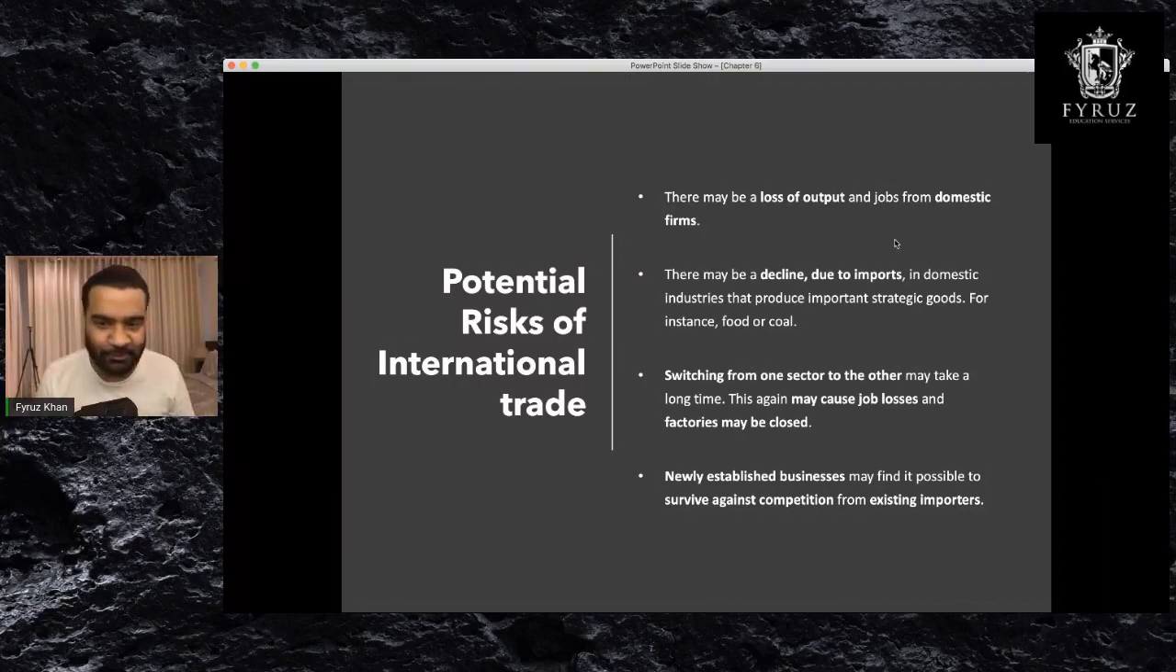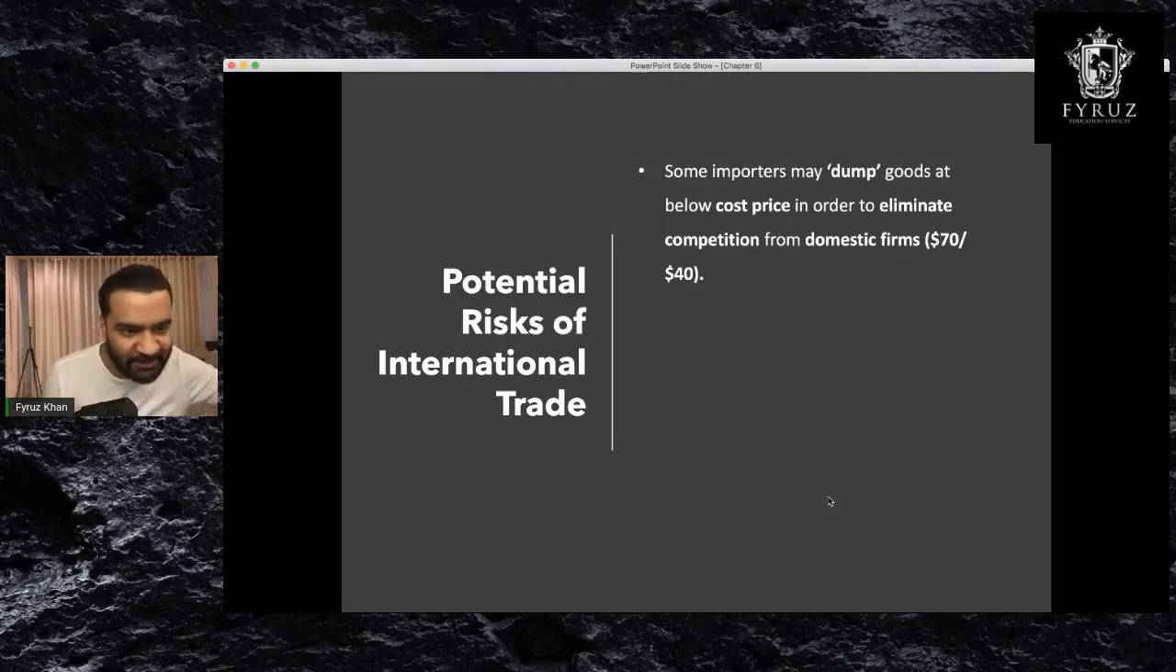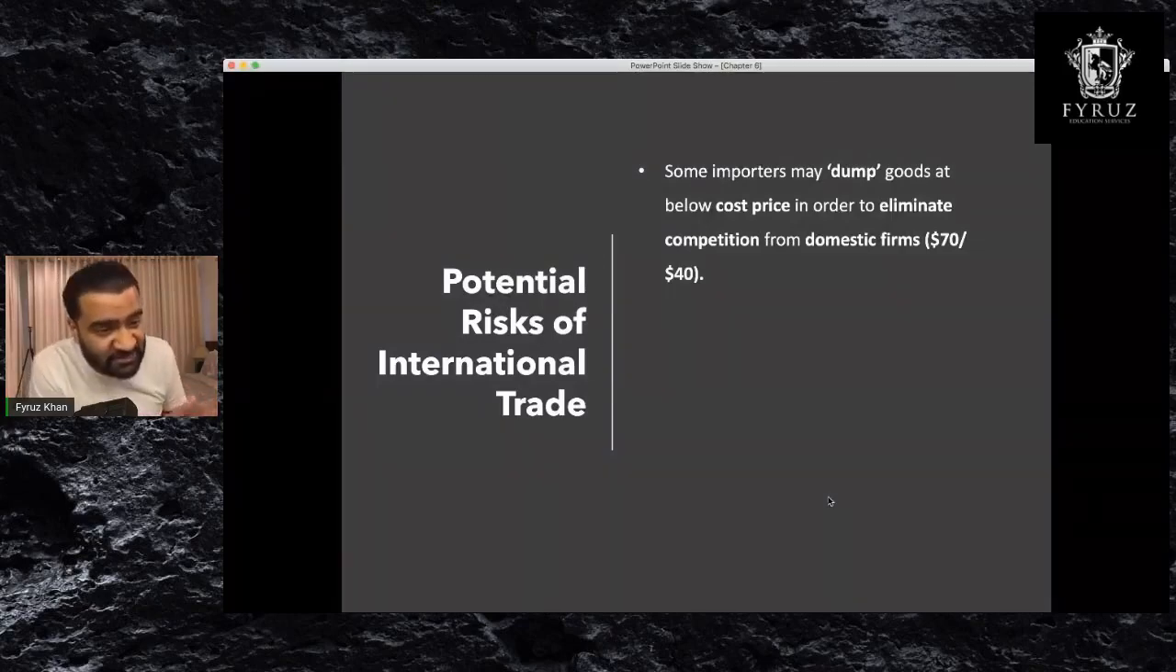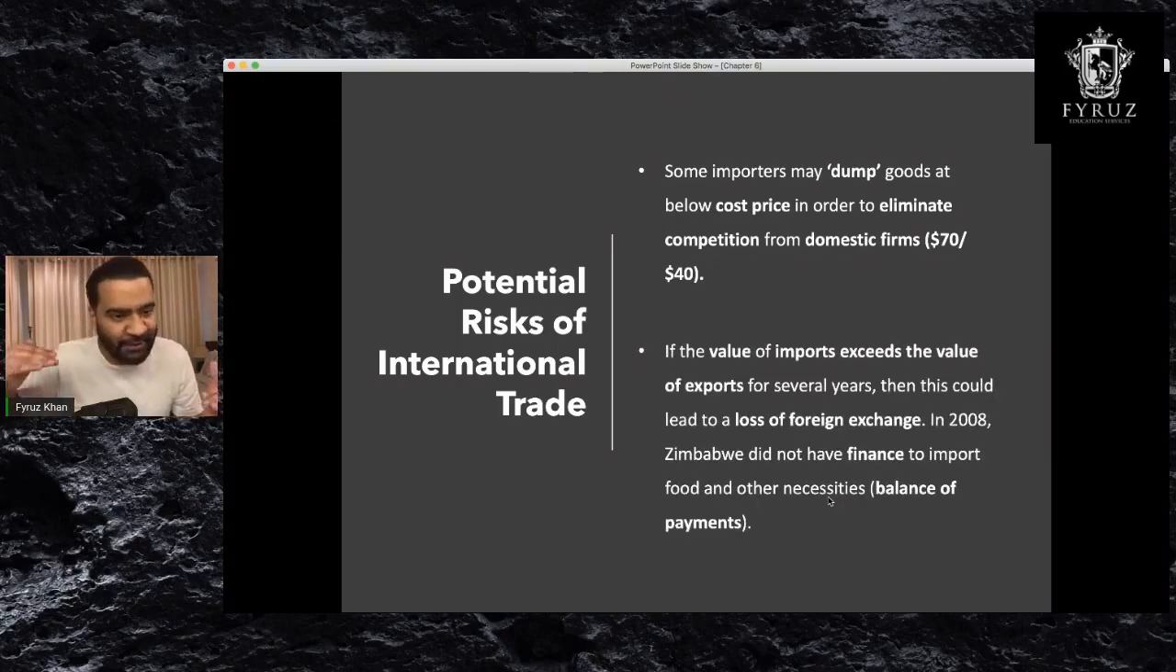There will be a loss of output, jobs. Okay, people will lose jobs. Factories will be closed. And new businesses will not be able to compete with these big brands. And big companies may dump goods below the cost price. They may offer products at a very cheap price, and therefore domestic firms may not be able to compete with those prices. So think about that. And your imports and exports, they always need to be balanced. If you import too much, it will increase the country's expenditure. So think about that. Okay.